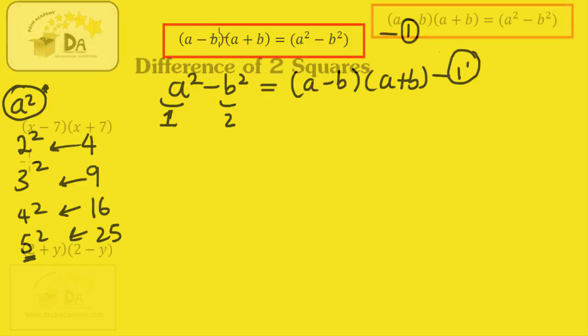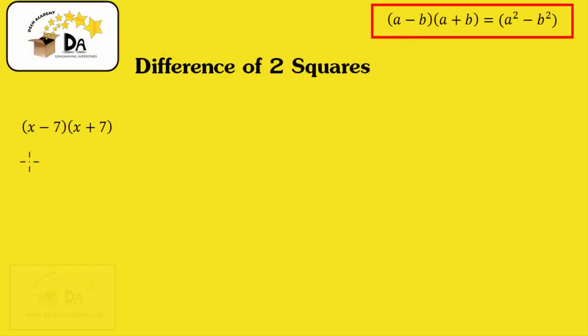So now to examples. We're going to use the difference of two squares formula, which is here, to simplify some algebraic expressions. So here's the first one.